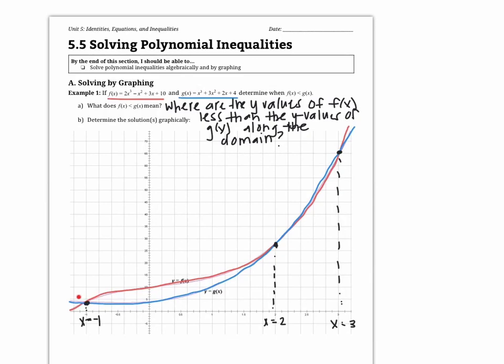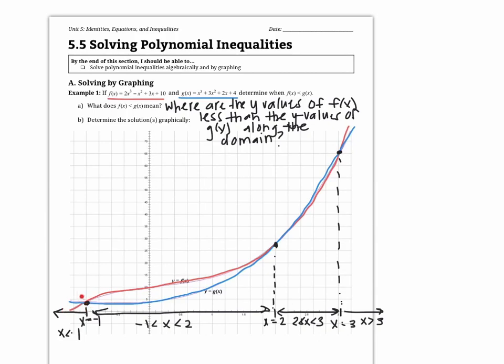So we're going to take a look at the interval when x is less than -1, when x is between -1 and 2, when x is between 2 and 3, and when x is greater than 3. So let's take a look at each interval individually. Let's take a look at this interval here, when x is less than -1. So according to our graph, we can't tell if there's a point of intersection after this. So let's just assume this is our last point of intersection.